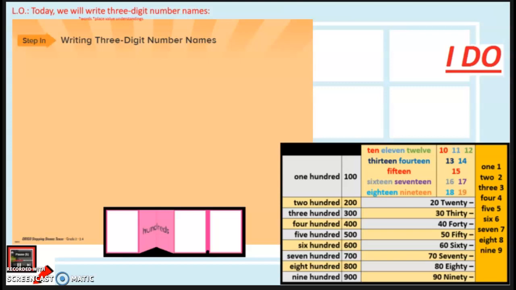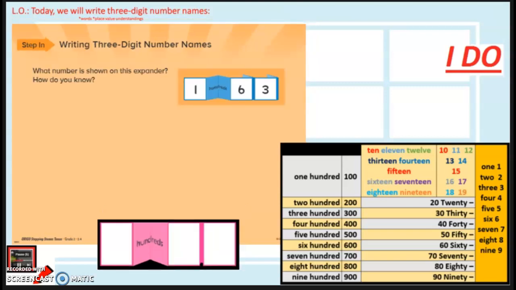Go ahead, take a minute, read over. You don't need to write this chart, but make sure you're referencing it as we go. So in my blue expander, if I write the numeral 163, well, how do I know what number is shown in that? Think about that for a moment.